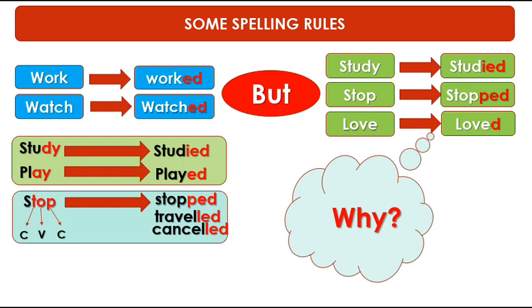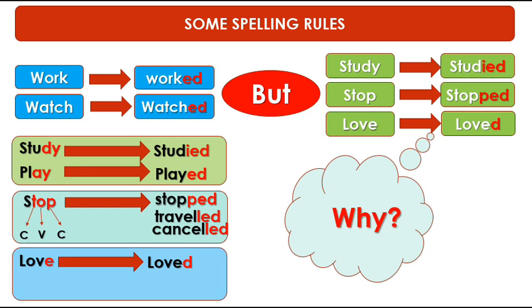The last one we have love, we add only d. In this case, whenever we have verbs that end in e at the end, we add only d. Love, for example, love, loved. Prepare ends in e, prepared, only d. So whenever we have verbs that end in e, we add only d because we have already the e in the verb. So this is for some spelling rules.